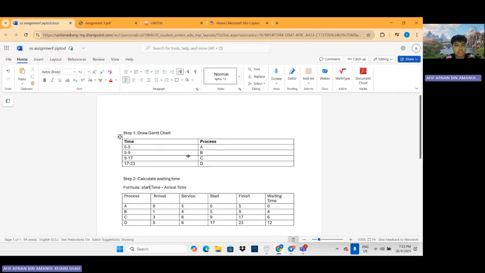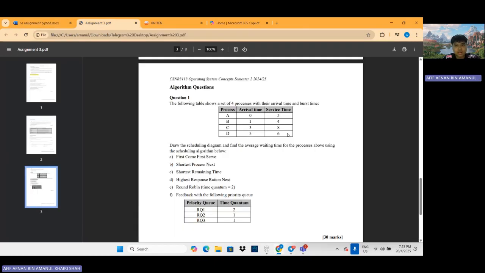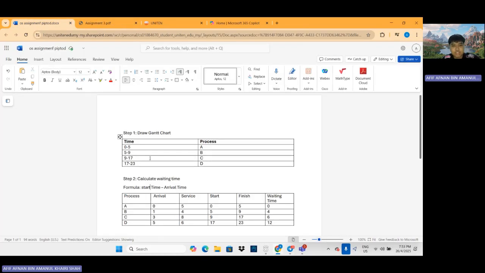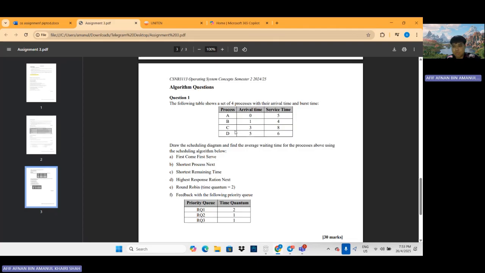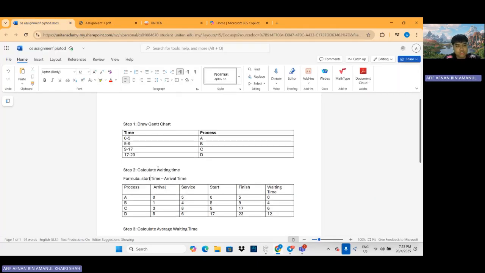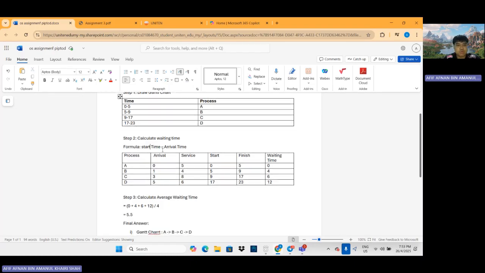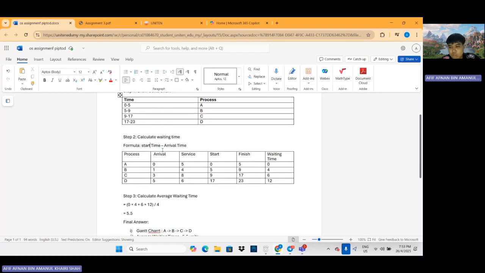Same goes with process C: 9, we add 8, and then we get 9 until 17. And then for process D, same step also, we add the 17 with 6, and then we get 23. Okay. Next, for step 2, we must calculate the waiting time. So the formula is start time minus arrival time.